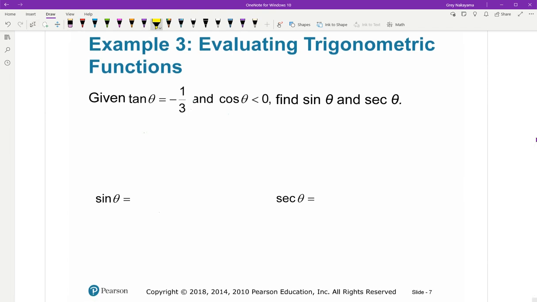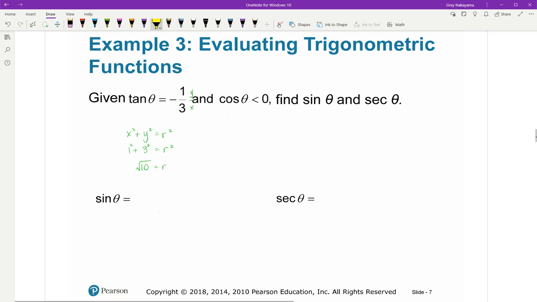Given the tangent of theta is -1/3 and cosine of theta is less than 0, find the sine and the secant. First of all, you need to remember that the tangent is y over x. Then I'm going to remember that x squared plus y squared equals r squared, and I'm going to ignore that negative. I flipped it, but it doesn't matter because you're adding and the order doesn't matter. 1 squared plus 3 squared equals r squared. R equals the square root of 10. We kind of just went through that on the last problem.